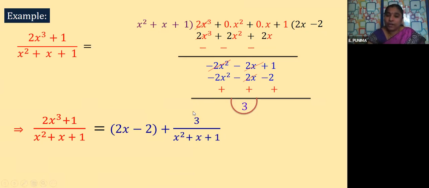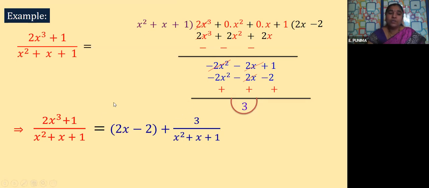So what is in the numerator now? Which polynomial is it? It is a constant polynomial whose degree is 0. Yes or not? And what is this in the denominator? It is a quadratic polynomial whose degree is 2. So the degree of the numerator is less than the degree of the denominator. So it is a proper fraction.